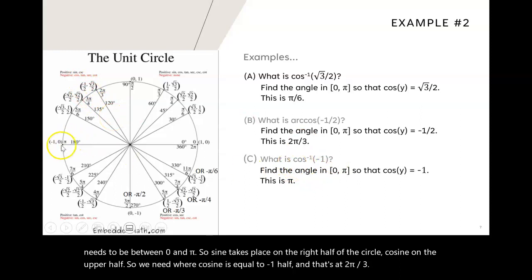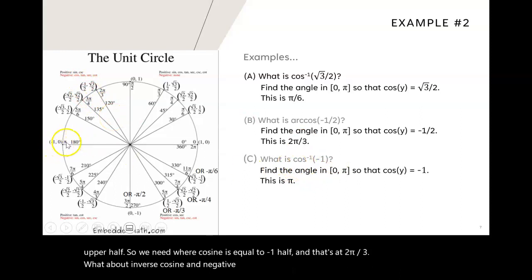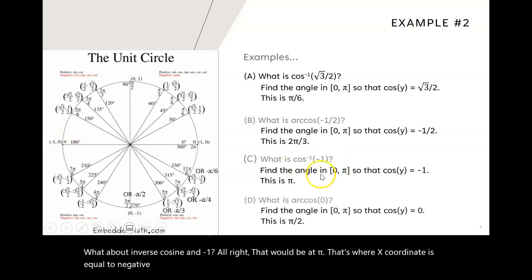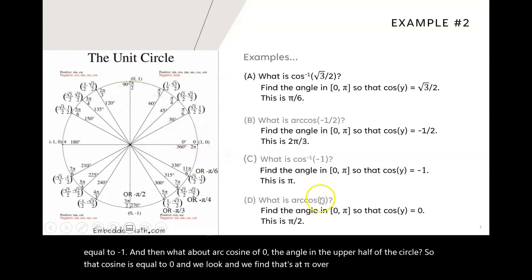What about inverse cosine of -1? All right, that would be at π. That's where our x coordinate is equal to -1. And then what about arc cosine of 0, the angle in the upper half of the circle, so that cosine is equal to 0. And we look and we find that's at π/2.